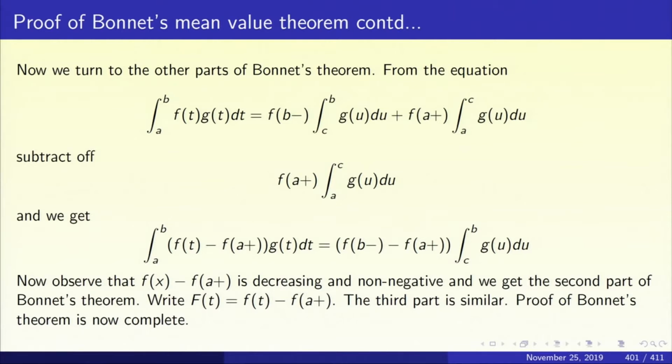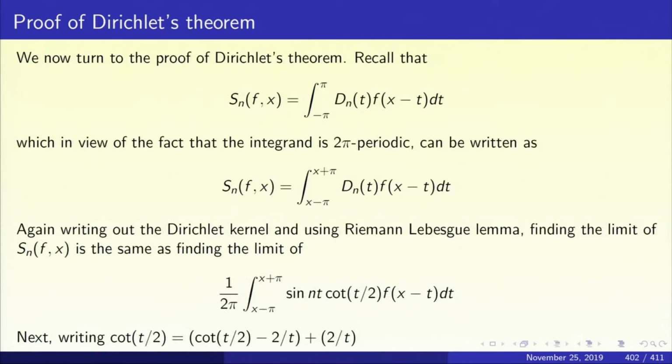We will subtract off f(b) minus integral c to b of g(u) du, but then we will have to assume that f is monotone increasing. So the proofs are very similar, and I am leaving it to you to do them. And so the proof of Bonnet's mean value theorem is complete. Now we are finally ready to go to the proof of Dirichlet's theorem.